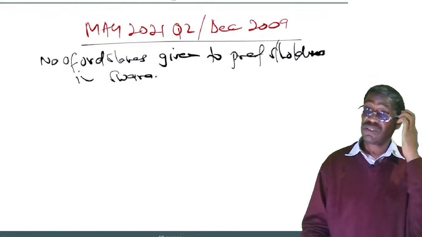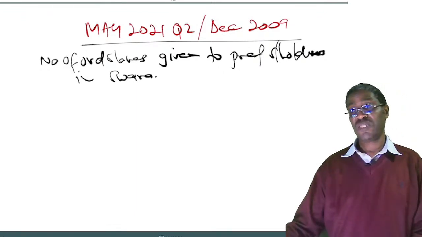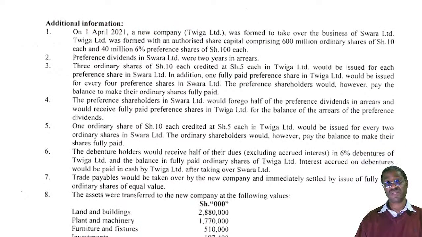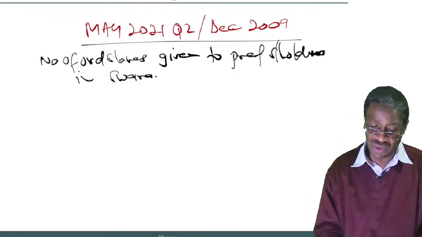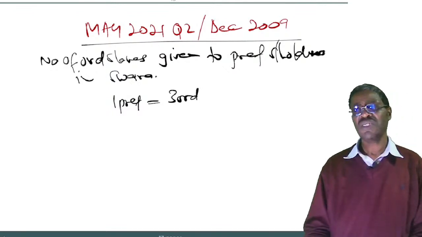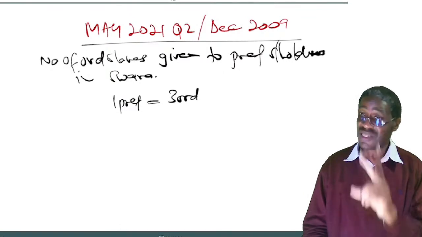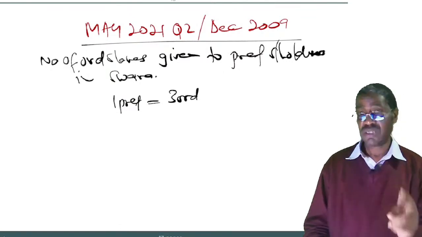So let's go back. You are giving how many for every how many? They have said, note number three, three ordinary shares credited at 5 in Twiga would be issued for each preference share in Swara. For each preference share in Swara, you as Twiga are giving three of your ordinary, to the preference shareholders. Three ordinary for every one preference.